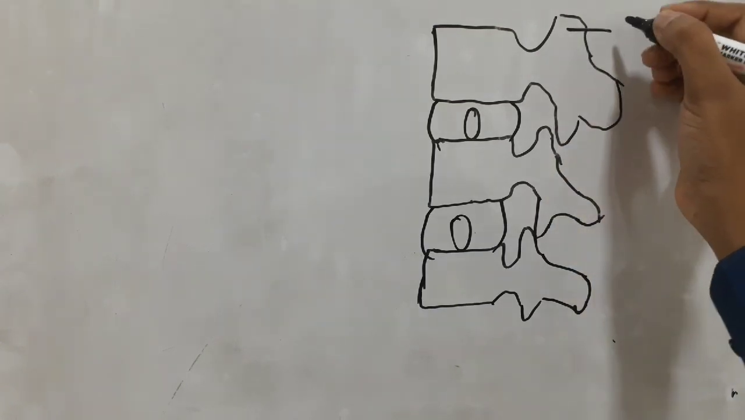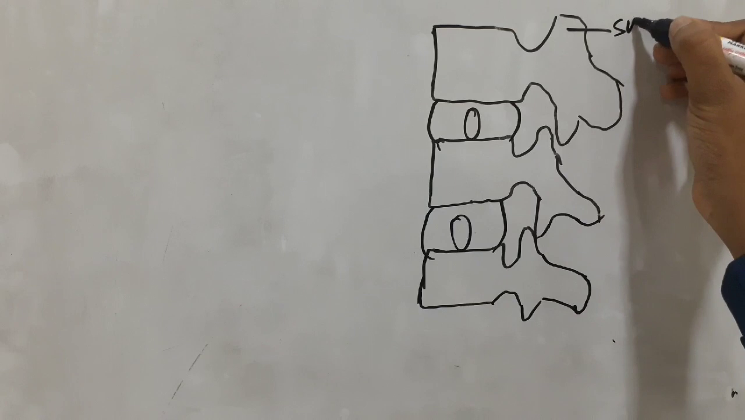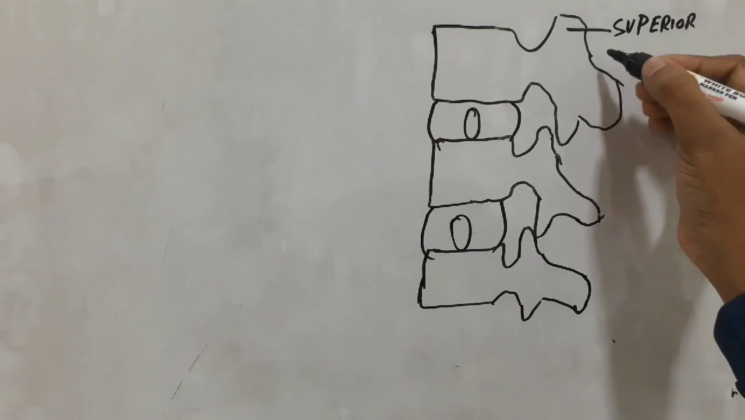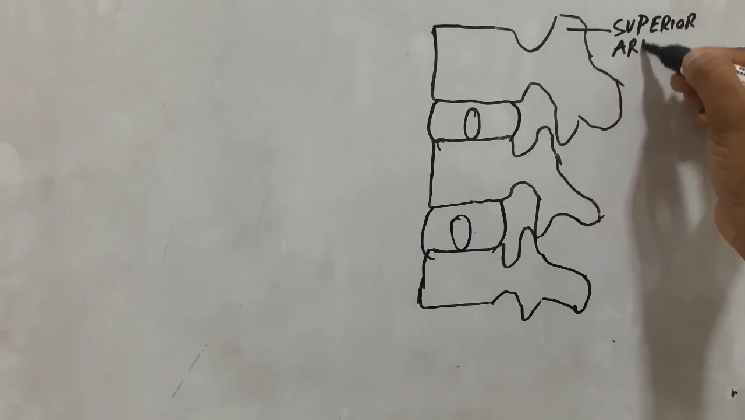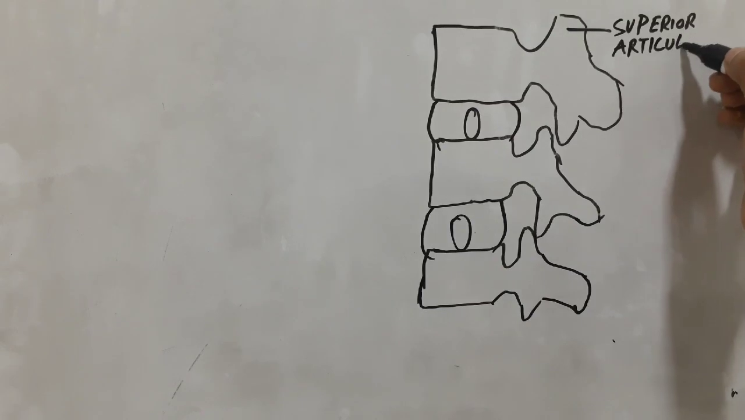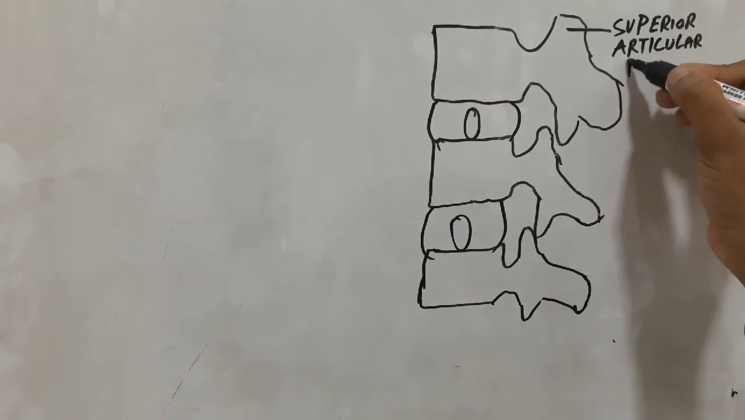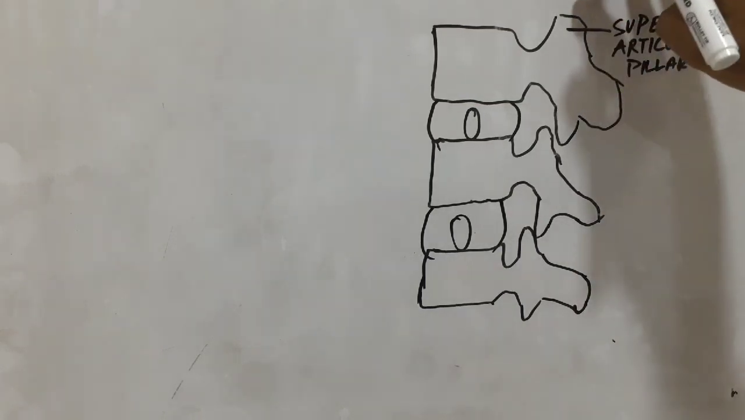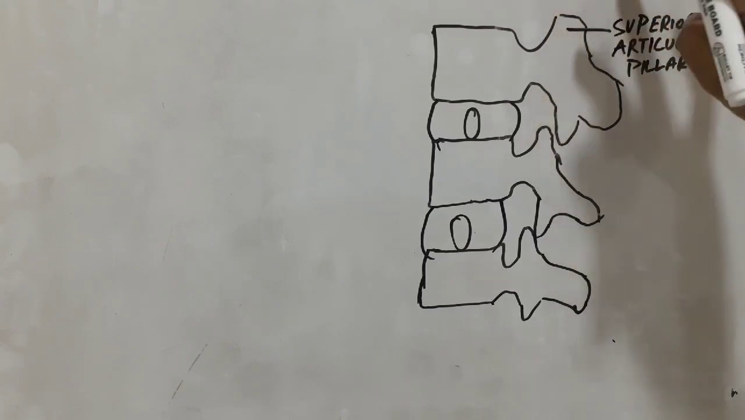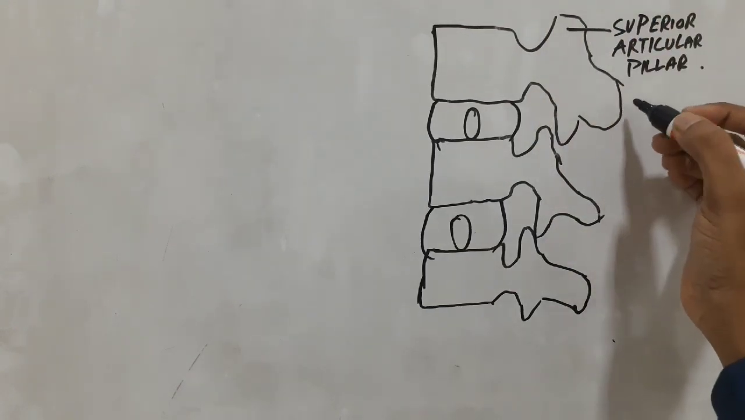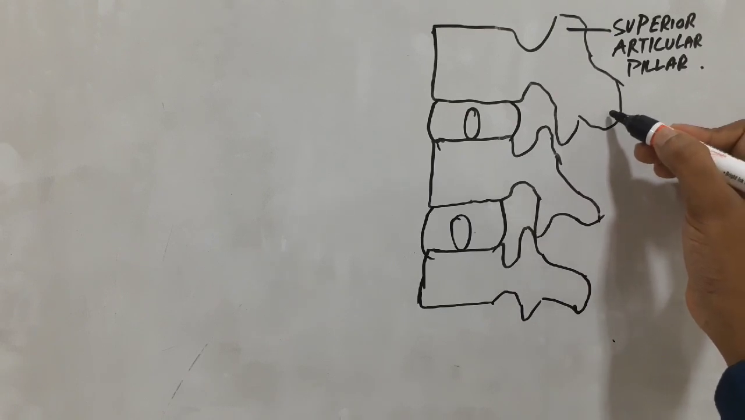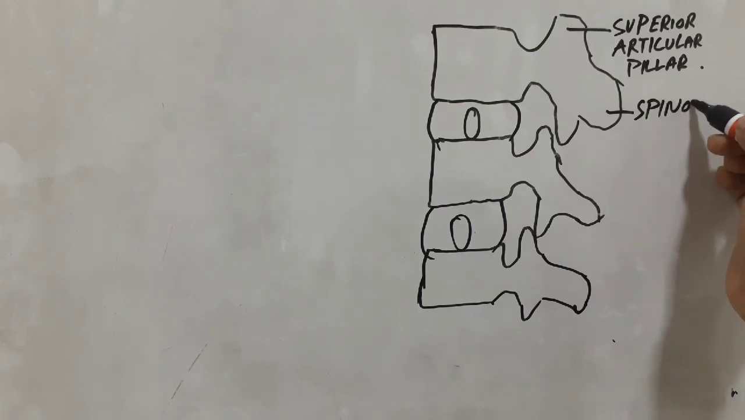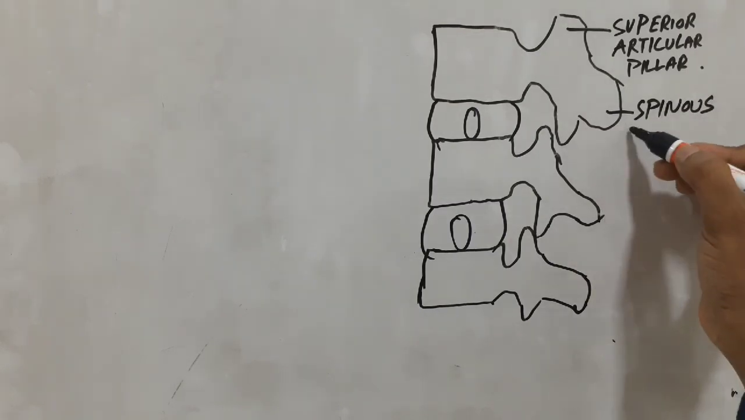This is superior articular pillar. Articulating surface will not be visible. This is spinous process.